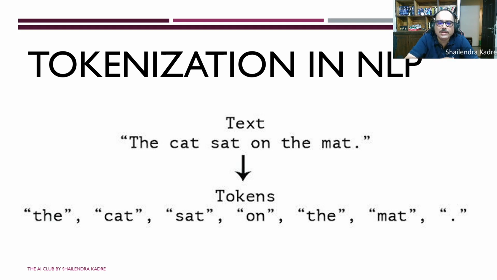Now, these are simple tokens. All these below are tokens: the, cat, sat, on, the, mat. And even this dot, the full stop, is also taken as a token. But when we do bag of words and we do analysis, at the time when we form our vocabulary, we remove these things.